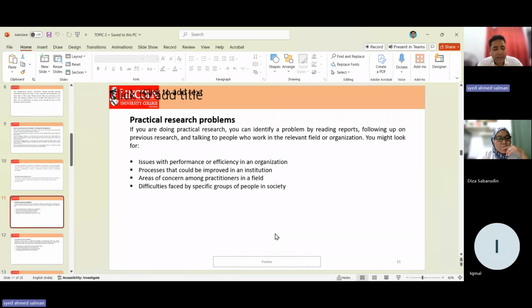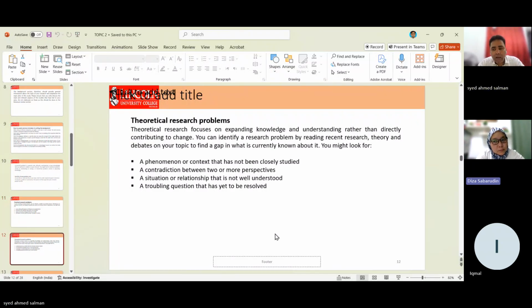Any doubt in the practical problems, Diza and Akmal? No, understood, sir. Okay, fine. Now we have understood the practical problems, right? Just see the examples of theoretical problems. A phenomenon or context that has not been closely studied. This academic performance was already studied in other countries, in other states, but has not been studied in Selangor.